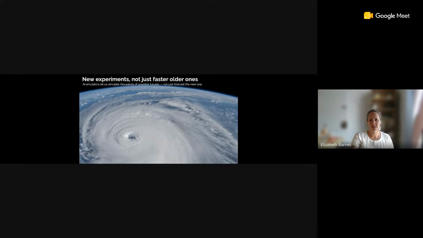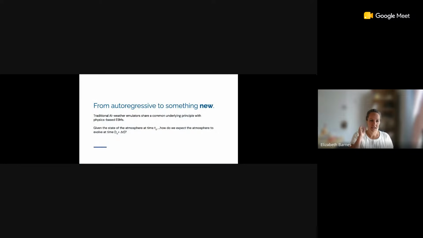For example, simulating thousands of possible futures. This is some new work that we just posted on arXiv last week, and we're going to try something new. We're going to move from what are called autoregressive models.